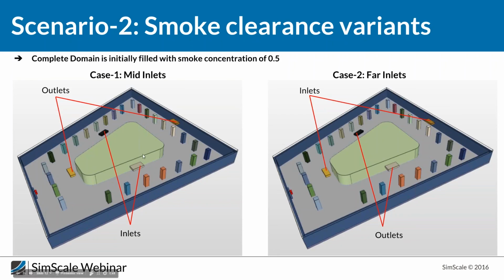In this, as you see, we flip the position of the inlets. In the first case, we have 2 outlets, 1 at the far end, 1 opposite of it, and in between we have 2 inlets. And for the second case, we simply change the position of these inlets and outlets to see how this affects the overall distribution of the smoke in our system.